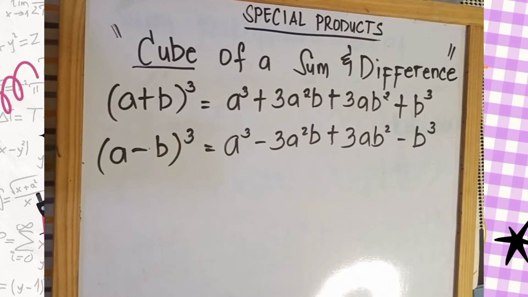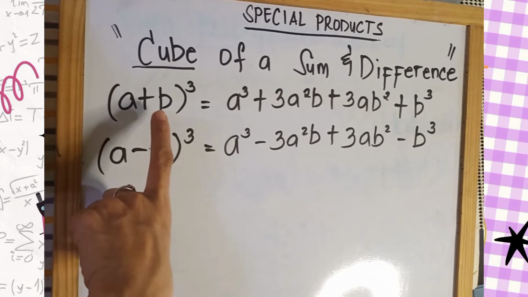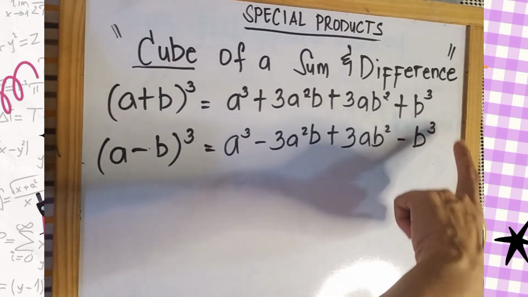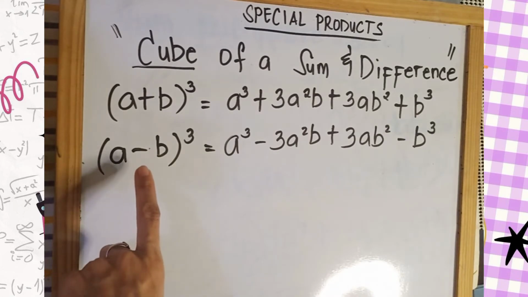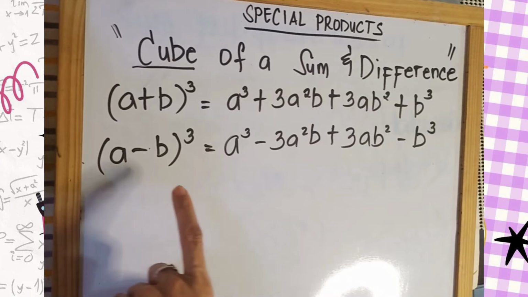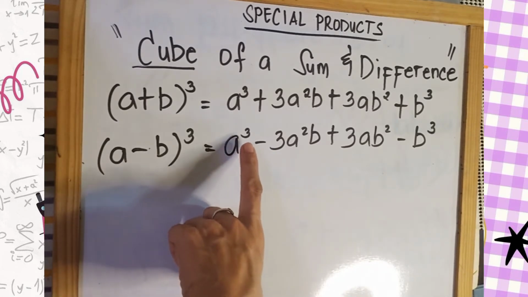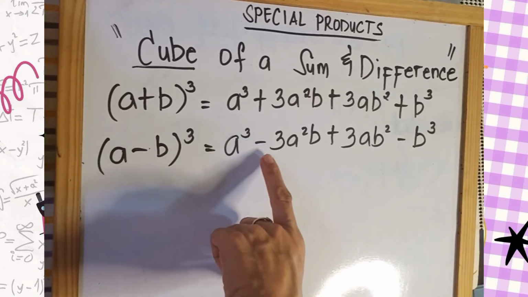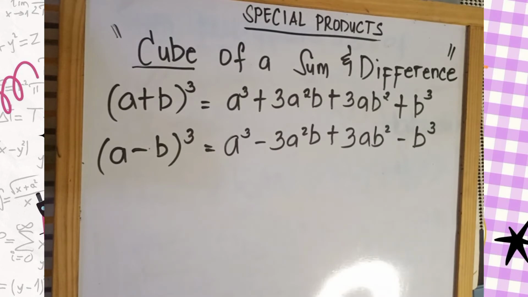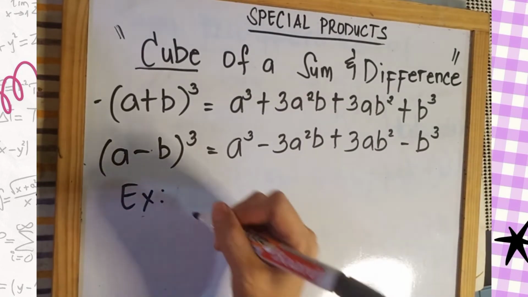Okay, so please take note of the sign again. So if it is a sum or cube of a sum, all of the signs are positive. But if it is a difference, cube of a difference, yung kanyang sign is alternating. So a cube is positive, then negative, positive, and then negative. So alternate yung kanyang sign. Okay, so let's have an example number 1.